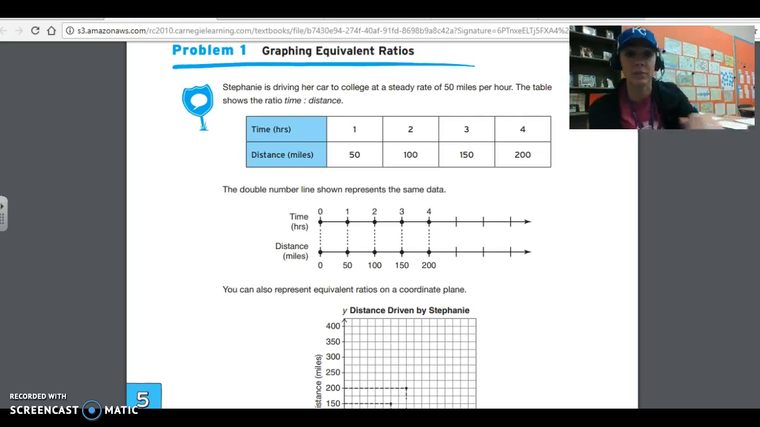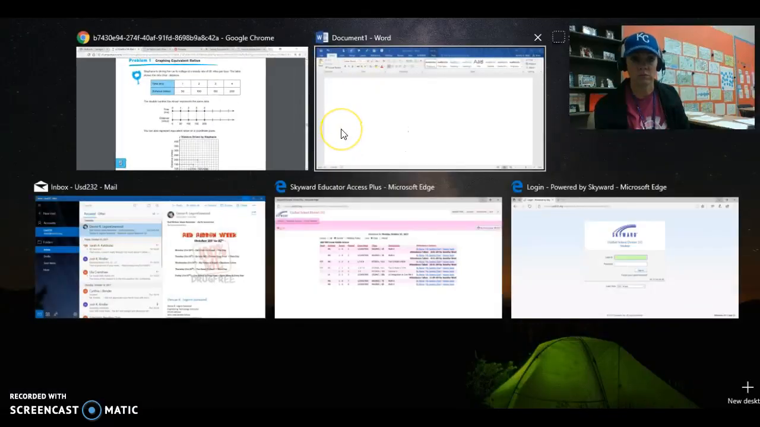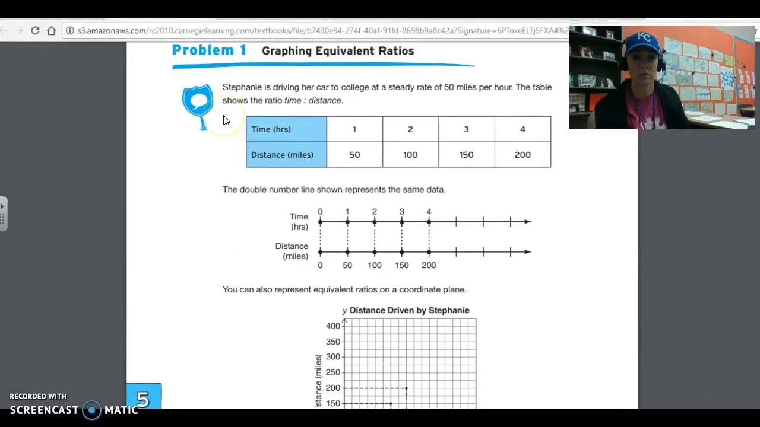The table that's up here at the top is showing the ratio of time compared to distance, the time in hours compared to the distance in miles. So, what in the world? Anyway, so every hour she drives, 1 hour, means she covers 50 miles.